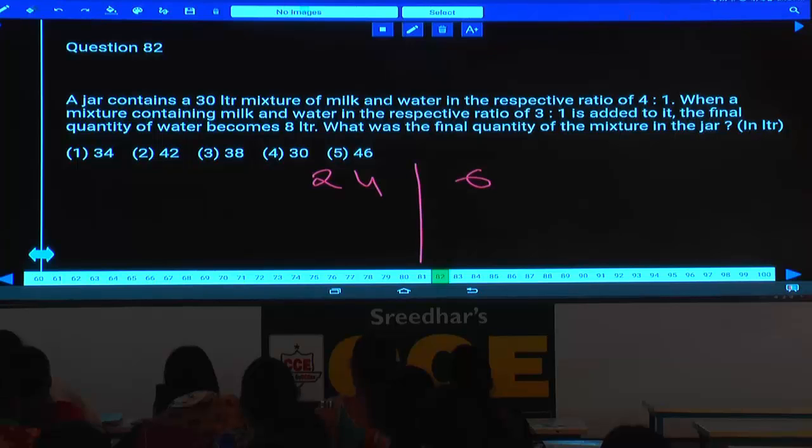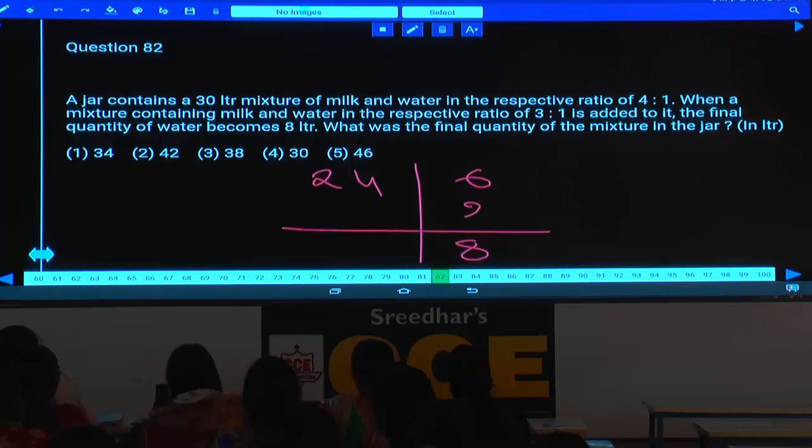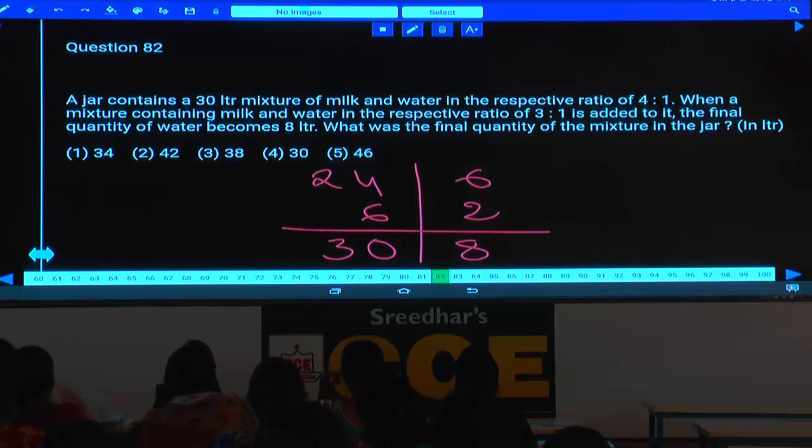When a mixture containing milk and water in the respective ratio 3:1 is added, the final quantity of water becomes 8. See, already how many liters of water do we have? To that, how many more liters do you need to add to make it 8? And the extra quantity of milk and water you are adding is in the respective ratio 3:1. Water is 1 part, which is equal to 2 liters. Then the other is milk. Milk is how many parts? 3 parts, so 6. That means in total you have 30 liters of milk and 8 liters of water. Total quantity 30 plus 8, 38.